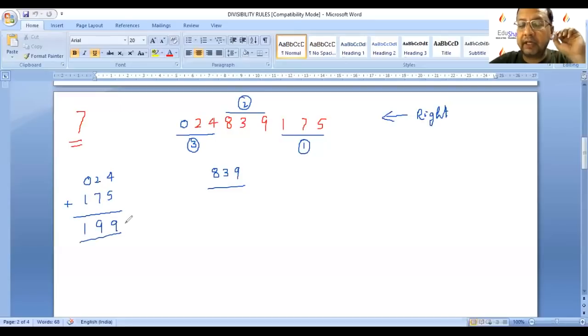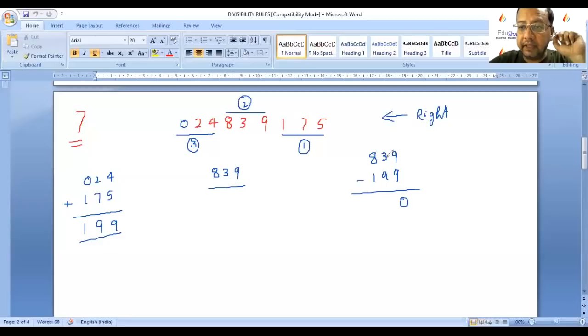So now you are getting two different sums. One is 199 and one is 839. Now take the difference of these two groups. So this is 839 and this is 199, right? So yes, 9 minus 9 is 0.